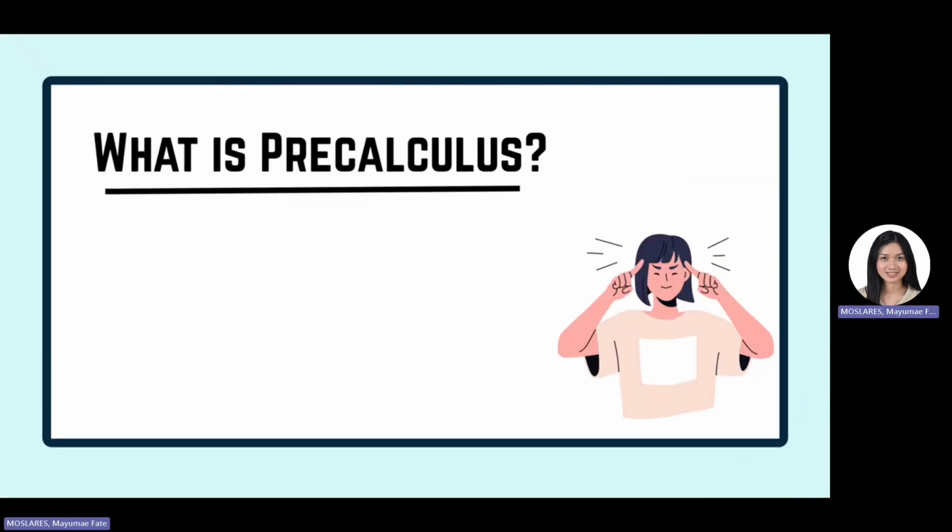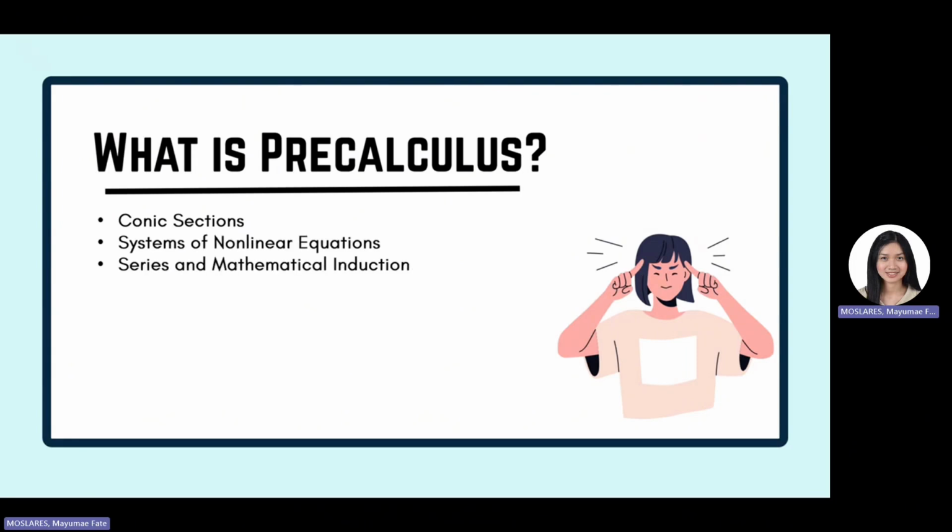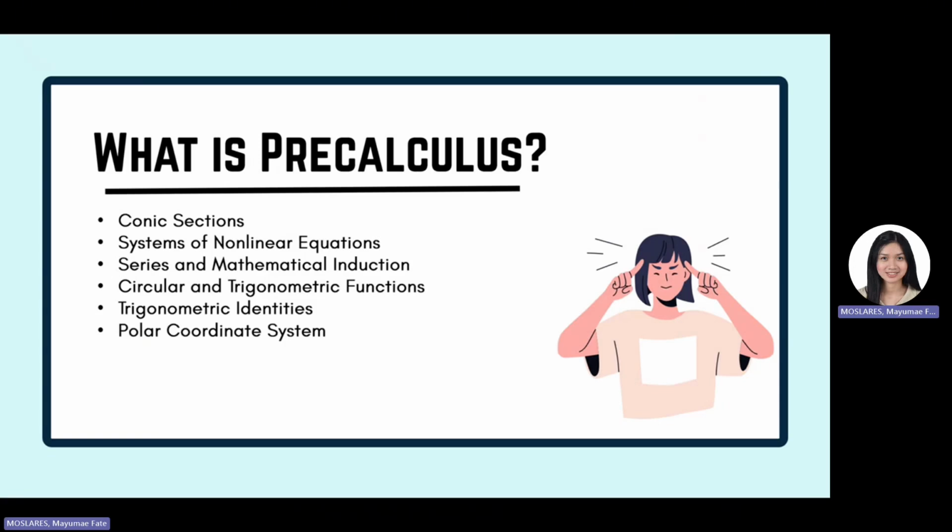But first, what is pre-calculus? This course covers various topics in analytic geometry including conic sections, systems of nonlinear equations, series and mathematical induction, circular and trigonometric functions, trigonometric identities, and the polar coordinate system. Quite a lot, right? But don't worry. Now we'll just focus on how shapes are formed by slicing a cone.